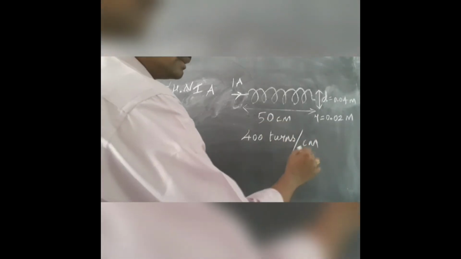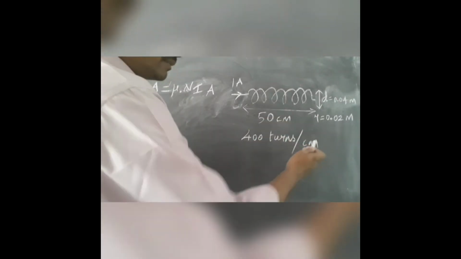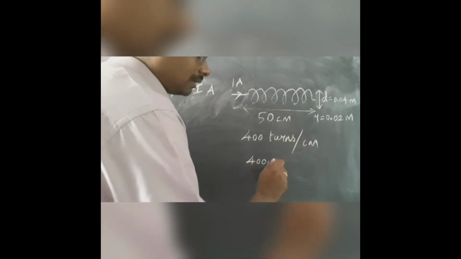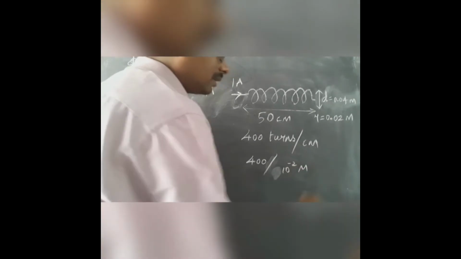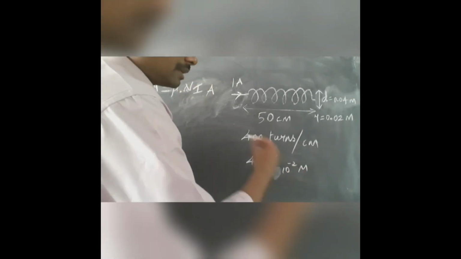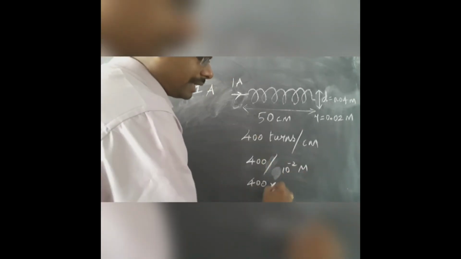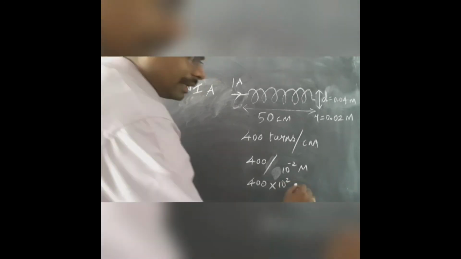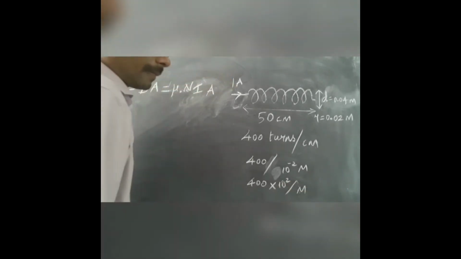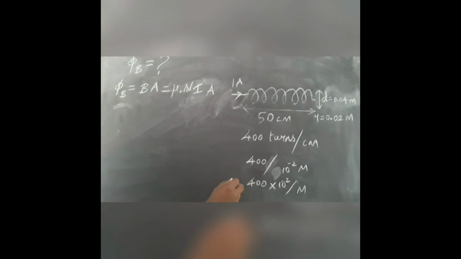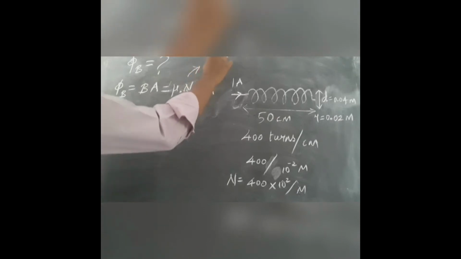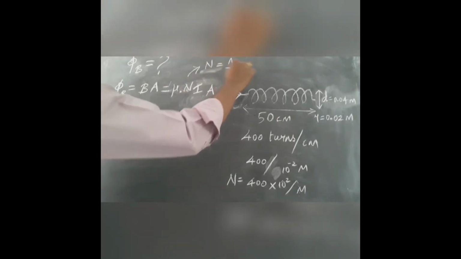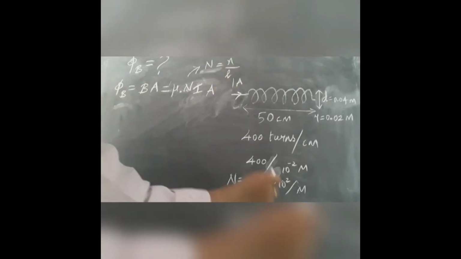So here 400 turns in 1 centimeter, that has to be converted to meter. So 400 divided by 10 to the power of minus 2 meter. So here this 10 to the power of minus 2 can be taken to the numerator. 400 into 10 to the power of plus 2 divided by 1 meter. This is only the n value. Actually n is the number of turns per unit length, N by L, that only we have found here.